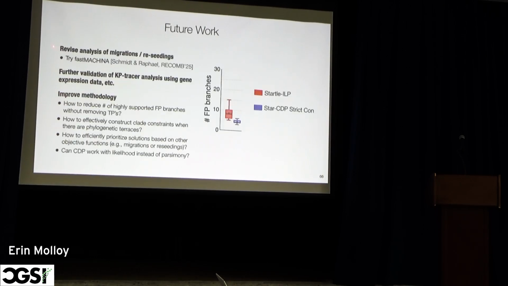And so what we want to do here is try some newer methods like Fast MACHINA that could help us evaluate the trees that we're getting in terms of migrations and reseedings. We want to validate more with the gene expression data. And then I think there's a lot of methodological questions that are open here, like how do you effectively build clade constraints? How can you prioritize solutions in the constrained space based on other objective functions? And will this work with likelihood?